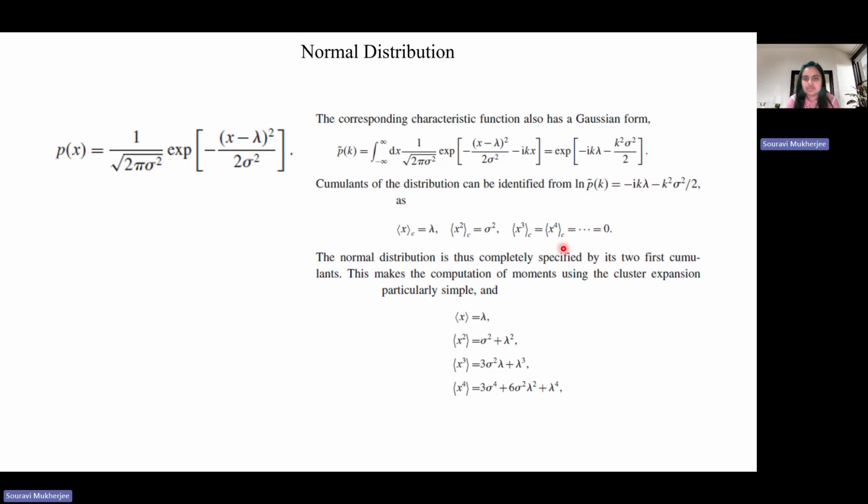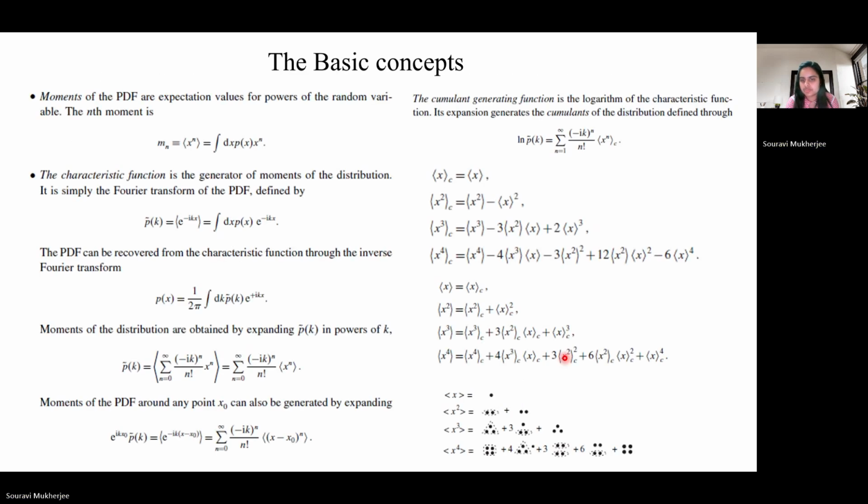Clear? Now, once you know the first and the second cumulant, now you can write the different moments in terms of the cumulants. Okay, this is just by using this form or this form. Both are the same. Okay, so once you know the cumulant, you can write the moments in terms of the cumulants.